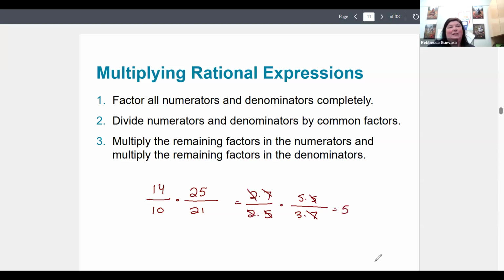It's going to be a similar thing again, except this time it's going to be factoring polynomials. So we're going to factor the numerator and denominator completely, and divide numerators and denominators by common factors. So if it's on the top and the bottom, we can cancel it out. Then multiply the remaining factors in the numerator and multiply the remaining factors in the denominator.